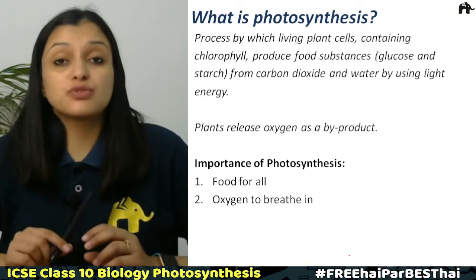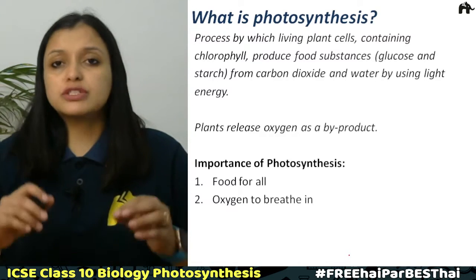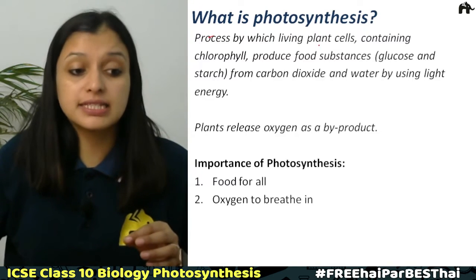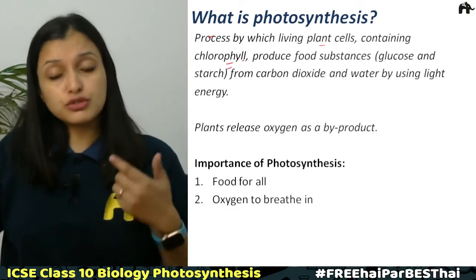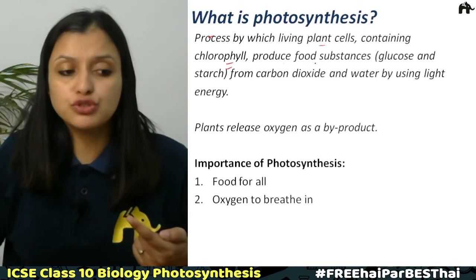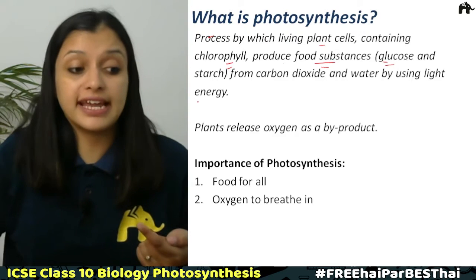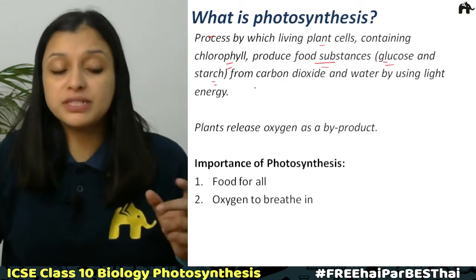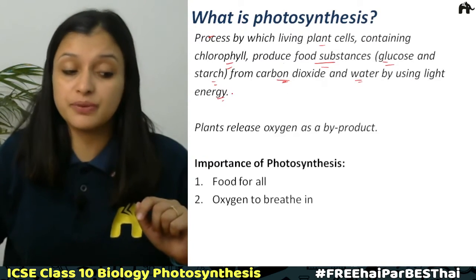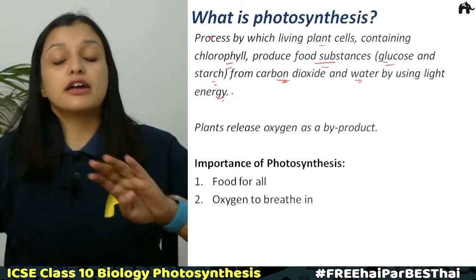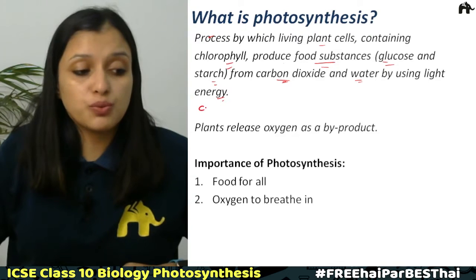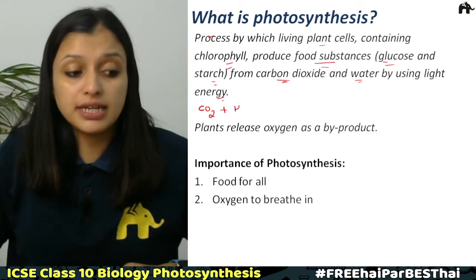Now the next topic is what is photosynthesis. Photosynthesis is basically a process by which living plant cells containing chlorophyll produce food substances like glucose and starch from the raw materials, carbon dioxide and water, by using light energy. So photosynthesis happens only in those plants which have chlorophyll. There are important raw materials for a plant to photosynthesize. The first one is carbon dioxide, the next one is water.